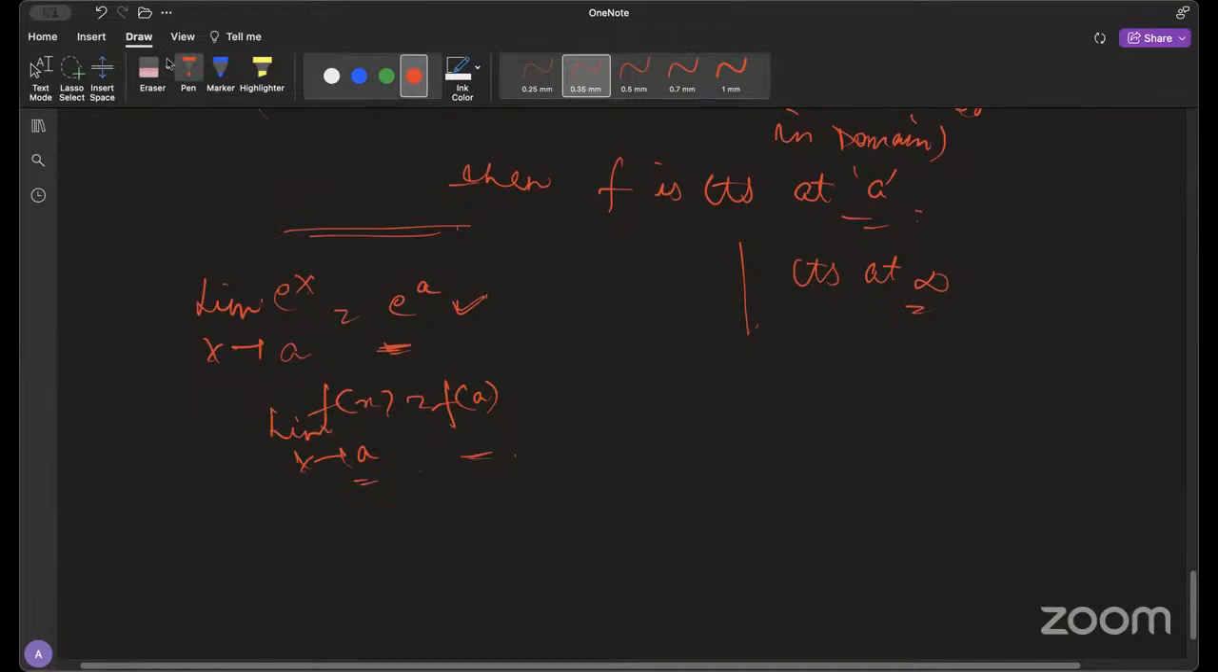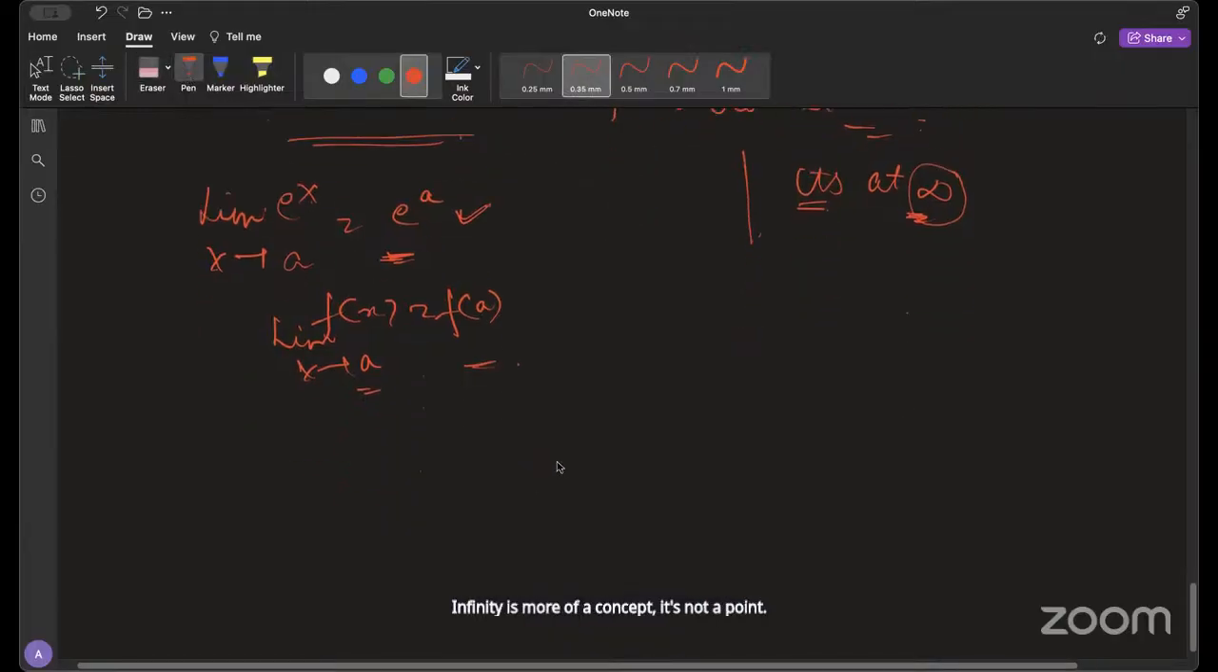Student: Ma'am, if a function is convergent, then we can say it is defined at infinity. Continuity, that's what I'm saying. Continuity is a concept which is not talked about at the point infinity. We only talk about continuity at finite points, because infinity is not a point. Where is infinity on the real line? Let's just say this is the real line. Where is infinity here? Infinity is more of a concept, it's not a point. So that's why we don't talk about continuity there.